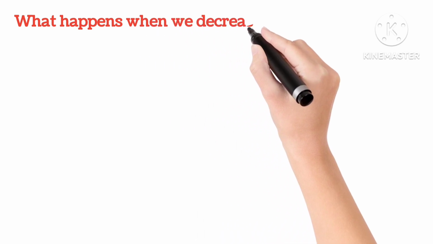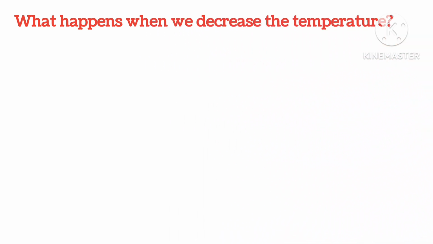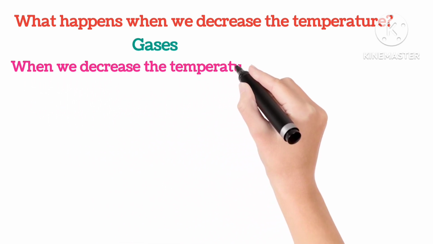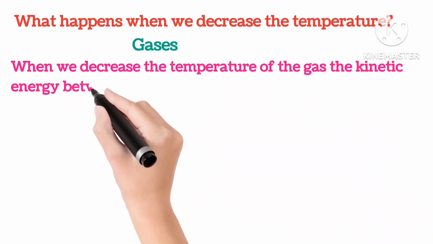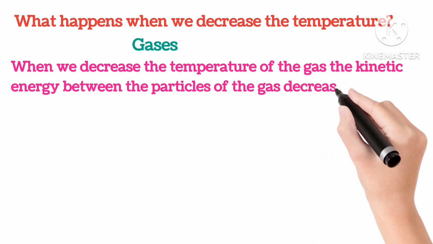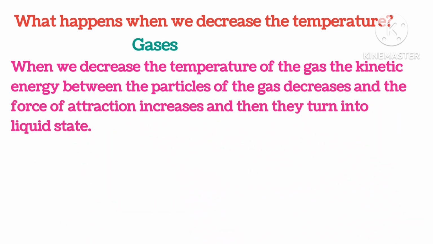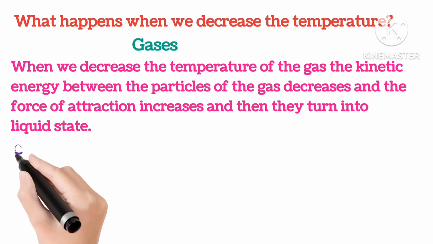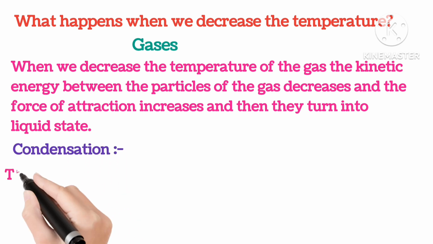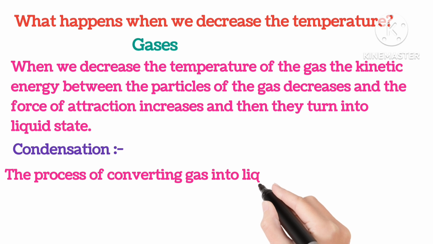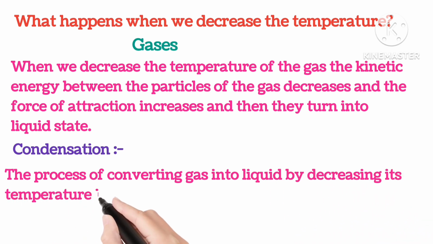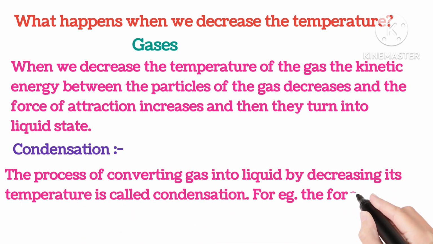What happens when we decrease the temperature? In gases, when we decrease the temperature of the gases, the kinetic energy between the particles of the gas decreases and the force of attraction increases, and then they turn into liquid state. Condensation. The process of converting gas into liquid by decreasing its temperature is called condensation.